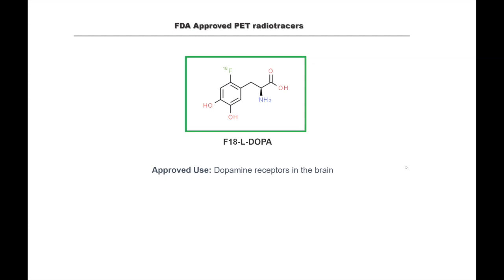I think it was approved last September or October. So in total it's 12. There are many tracers already in humans, but we still cannot push them through FDA approval. It's a long way to go.